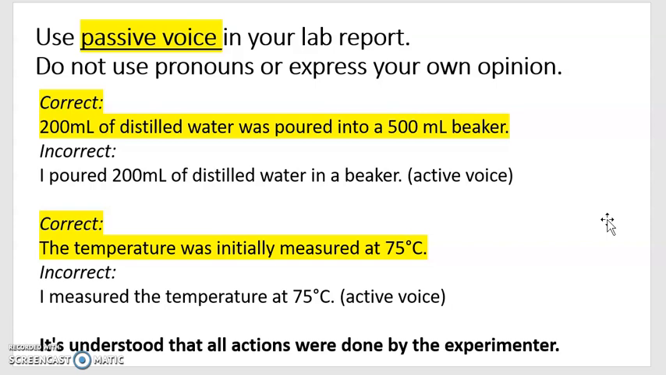And I gave you two examples here. Passive voice means that you don't say that you did something. That's active voice. If you say, I poured 200 milliliters of distilled water in a beaker, that would be active voice. We want passive voice in your lab report. 200 milliliters of distilled water was poured into a 500 milliliter beaker, or the temperature was initially measured at 75 degrees centigrade. It's understood that all these actions were done by the experimenter.